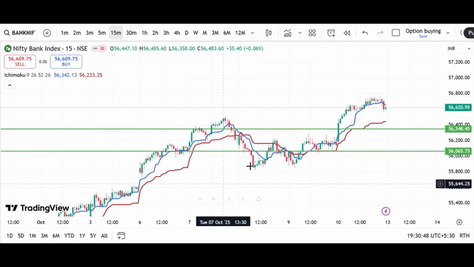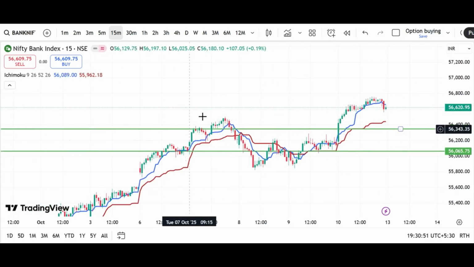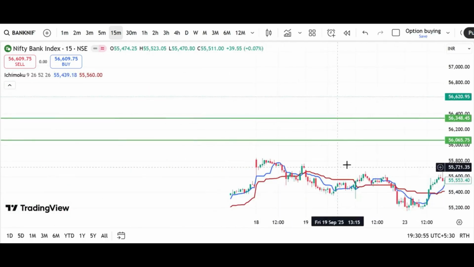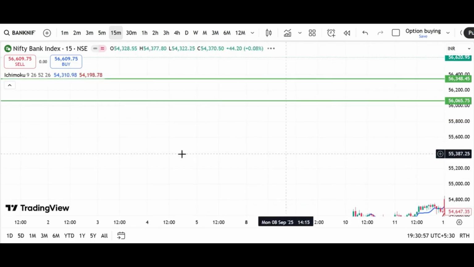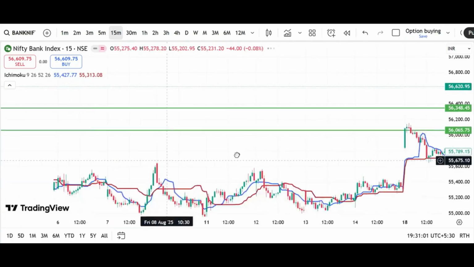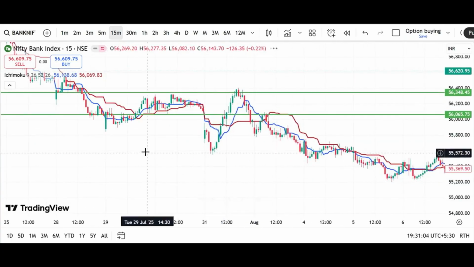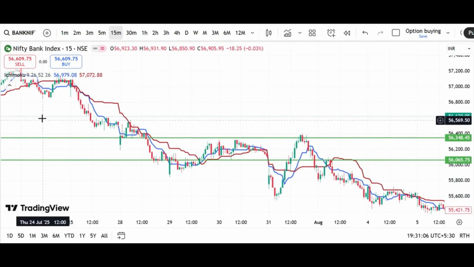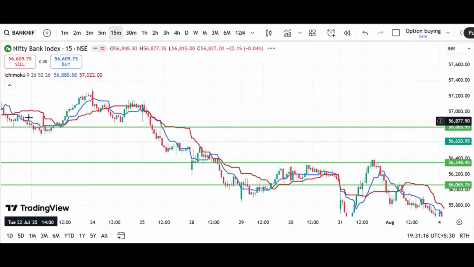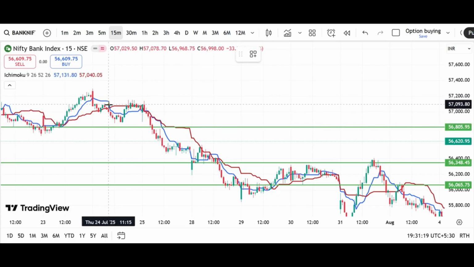So if you want to plot resistance, since we are here and we don't see any Kijun-sen here, just go to your left. And when you go to your left, you will find that, okay, we are here on the left. We see there is a resistance here. So whenever you find these flattened Kijun-sen, they act as support and resistance.